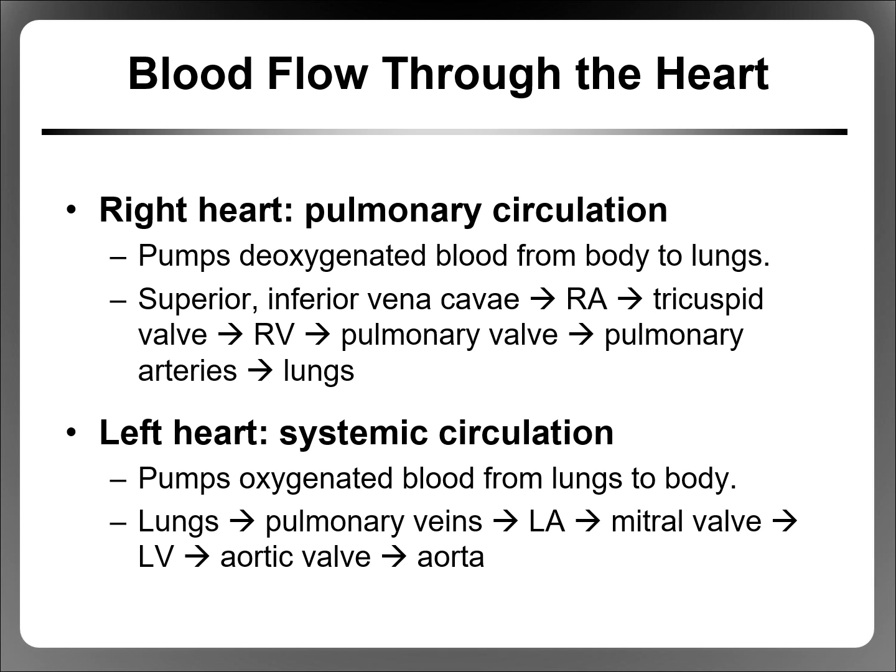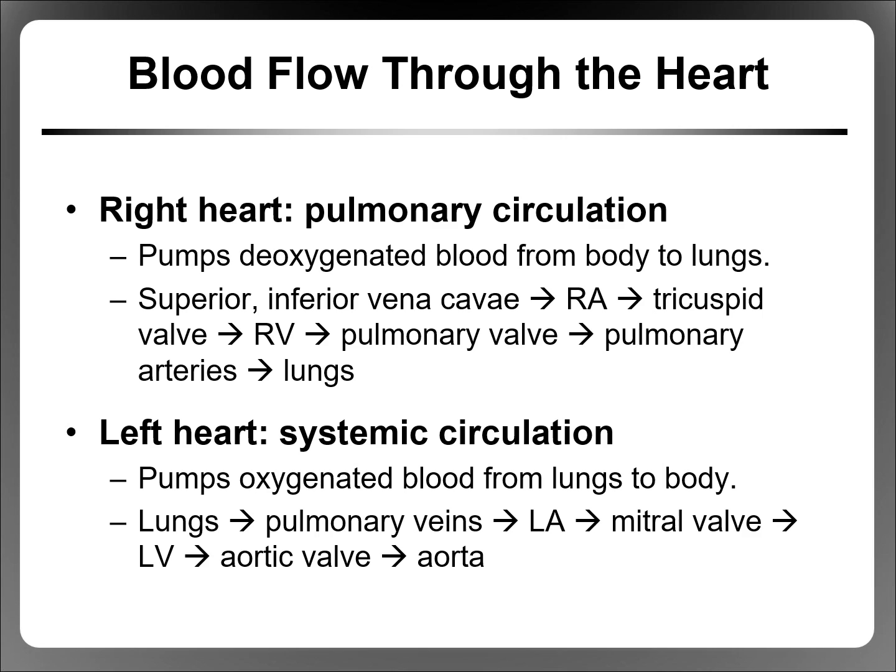The right side of our heart we refer to as our pulmonary circulation part of the heart, or the pulmonary circuit. Its main job is to pump deoxygenated blood from the body to the lungs. This pathway goes from the superior and inferior vena cava to the right atrium, through the tricuspid valve to the right ventricle, through the pulmonary valves to the pulmonary arteries, and then to the lungs.